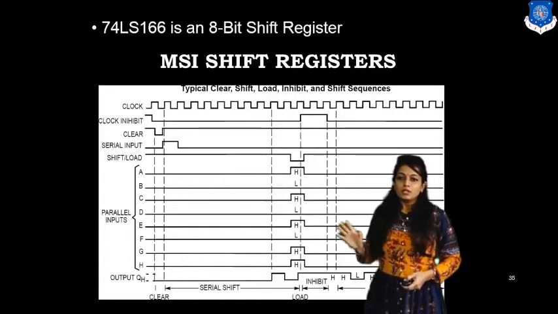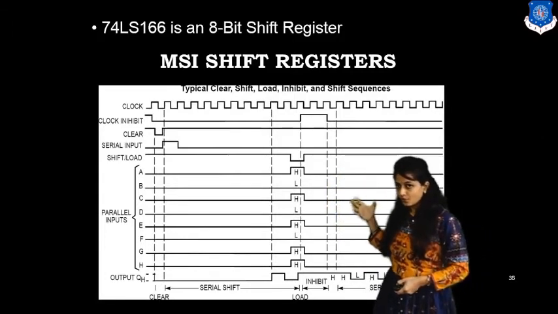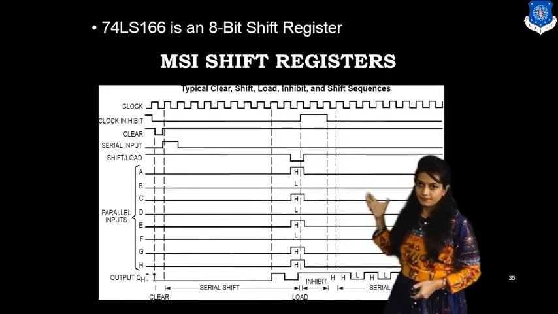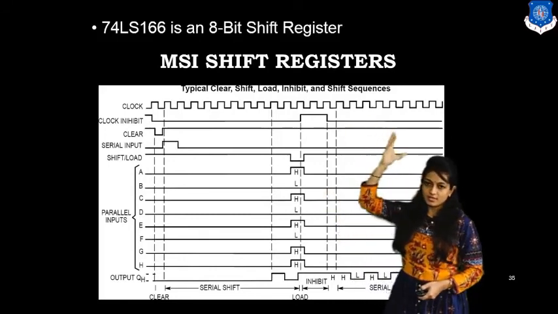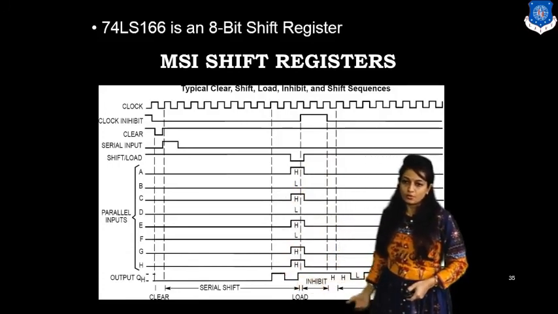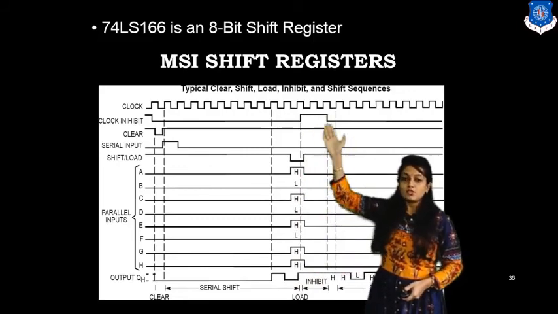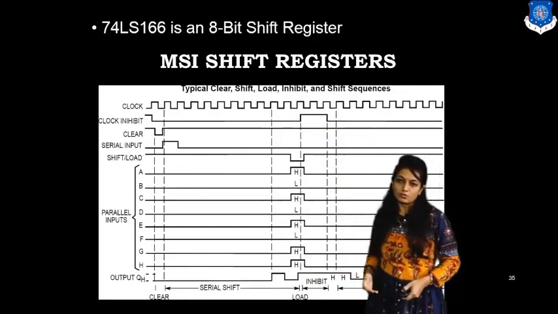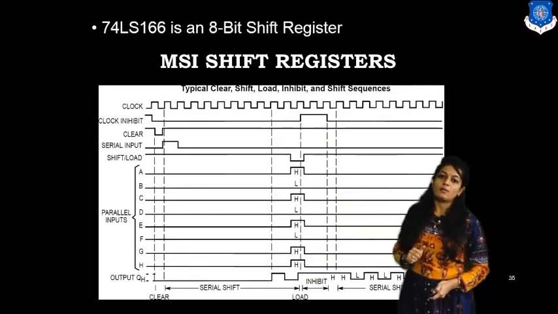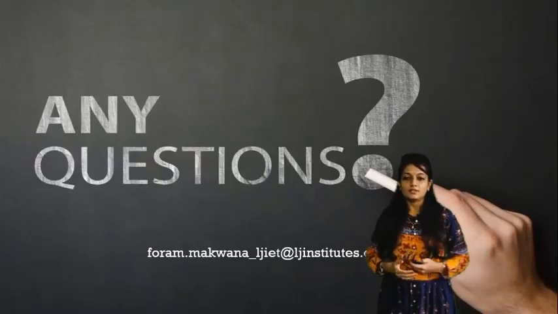This is an example of the timing diagram of the MSI shift register 74LS166. Based on the parallel inputs, what will be the output? If it is clear, my output will be 0, and based on the edge of the clock pulse, I will get the output. Alright, this is the timing diagram of the MSI shift register. So over here, chapter number 3 is finished.